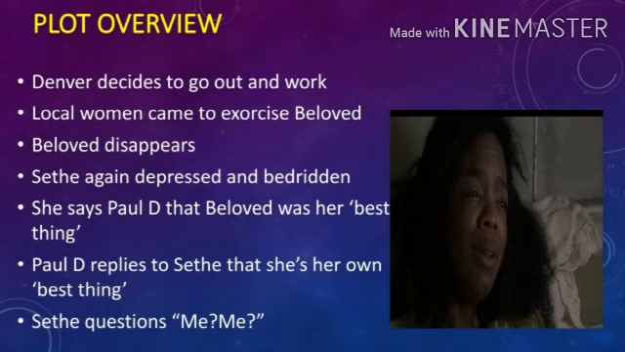Sethe, towards the end of the novel, is depressed by Beloved's disappearance and, bedridden, remorsefully informs Paul D. that Beloved was her best thing. But Paul D. replies to Sethe that she is her own best thing. And Sethe questions in the end, "Me?"